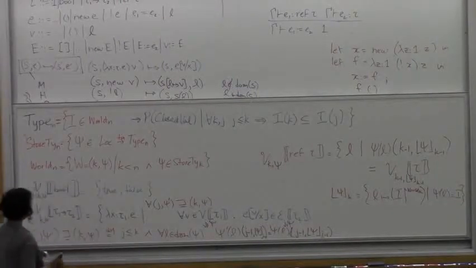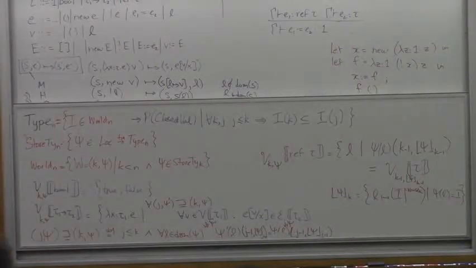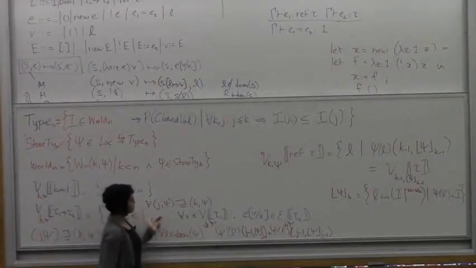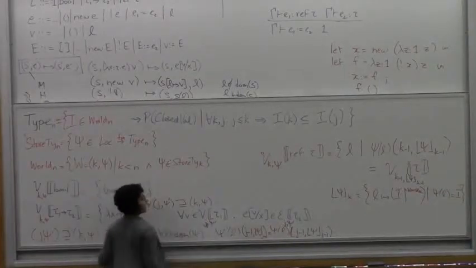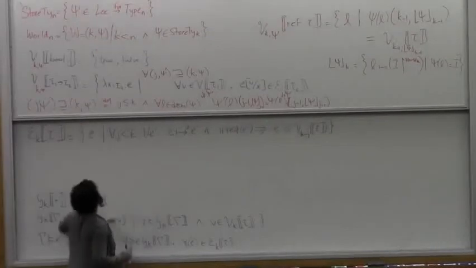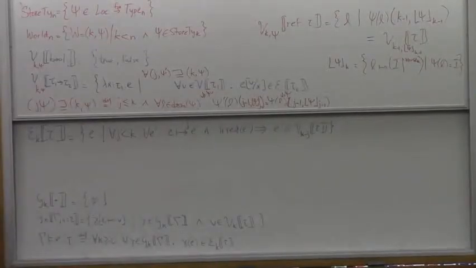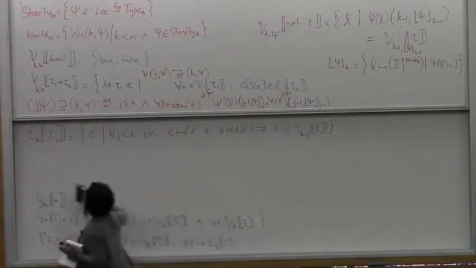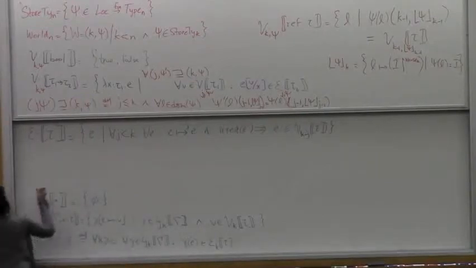Now, what do we have left to do? So this was sort of a straightforward extension, but let's look at expressions now. When does an expression behave like it has type tau? So again, our world is now described by k.